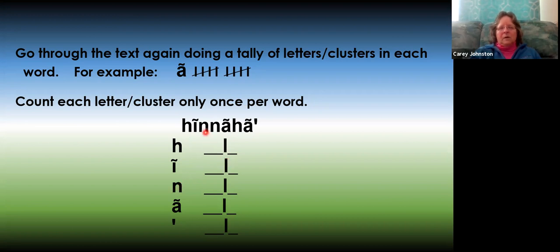The N, once again, occurs twice and we count it once. The A tilde occurs twice, but we count it once. And then the glottal stop, which acts as a letter, a sound, occurs once and we count it once. That way we're not counting so much how often those letters occur, but which letters are required to make up that word. In this case, it's a 1, 2, 3, 4, 5, 6, 7, 8 letter word. 1, 2, 3, 4, only 5 letters are needed to make up that word.